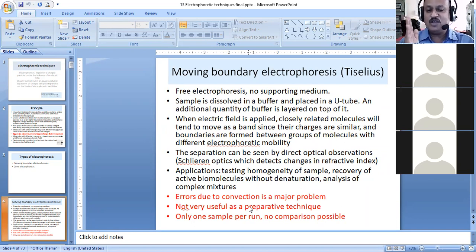As long as your electric current is flowing, the boundaries will be formed and will move in the U tube. The moment you stop the current, the boundaries will also stop. But that is not the only thing that will happen. Once the boundaries stop at a particular place, because there is no further electric current, the sample components are going to get dispersed in the liquid. They will not remain together as a boundary because it is a liquid, and therefore if you want to isolate these sample components, it is really not possible, right? So it is not a very good preparative technique, you can say.